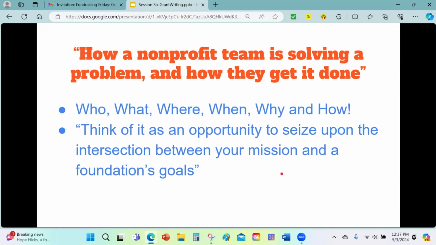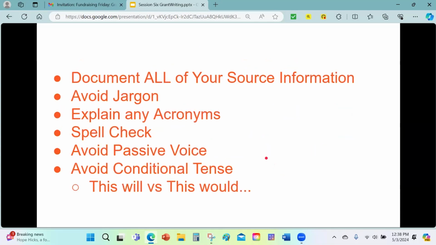So this is where you want to think of those 5 W's, the who, what, where, when, why, and how of the project. Who's going to be doing it? What are we going to do? Where's it going to occur? When is it going to occur? Why are we doing this? And how, right? And we want to really, at this moment, if we can, seize upon this intersection between the mission of our organization and the goals of this grant opportunity. Right? That's when we want to seize, and if we can't find synergy of these, this is a great place to put that in our application.